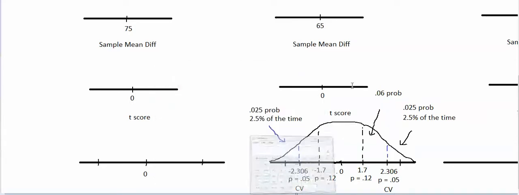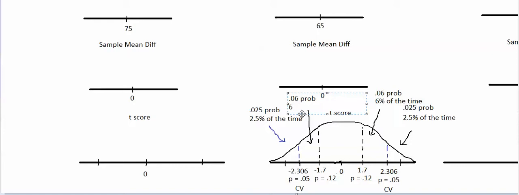And it comes out to 0.06, which tells me that this t-score will be reached 6% of the time. And since this is just the opposite of that t-score, it's going to be the same. 0.12 divided by 2 is 0.06. So make an arrow right here and say that this also has a 0.06 probability, and it will be reached 6% of the time.